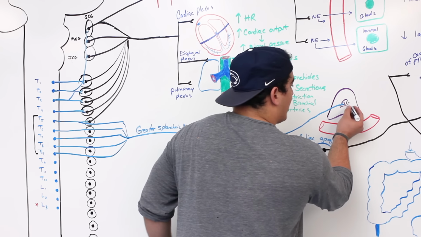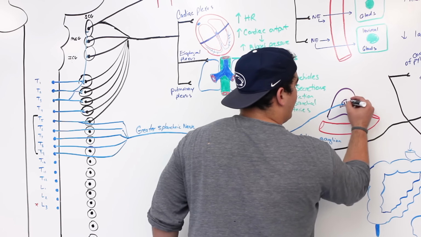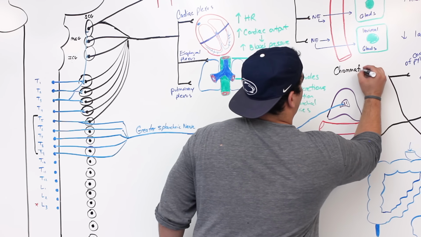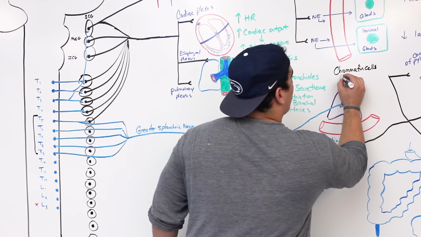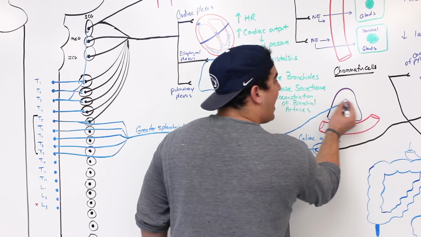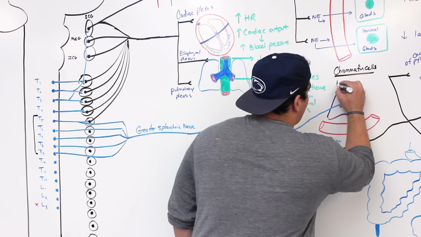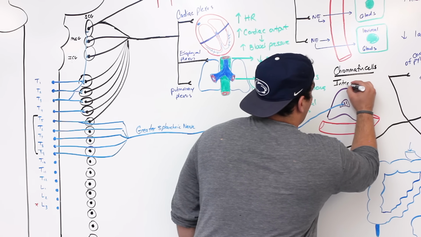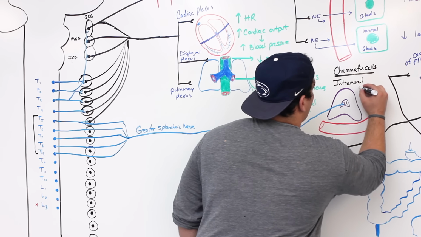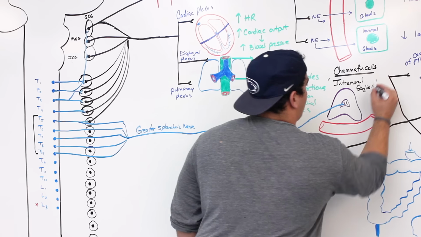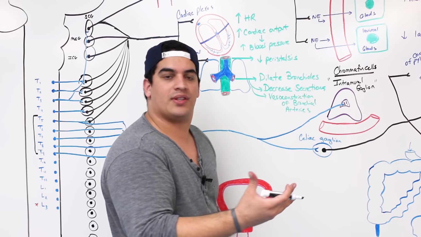So now the postganglionics are really short. In this area, they're called the chromaffin cells. The chromaffin cells are really important because they're acting like the postganglionic fibers. And this is an example of what's called an intramural ganglion. Okay, you're like, oh, I thought that was just for the parasympathetic. This is just one of the exceptions of the sympathetic.